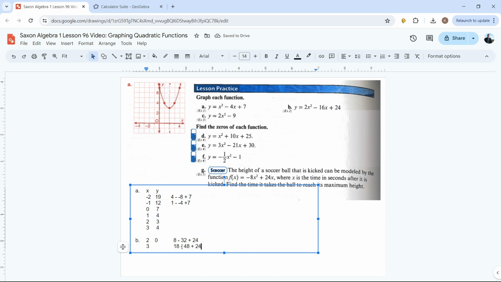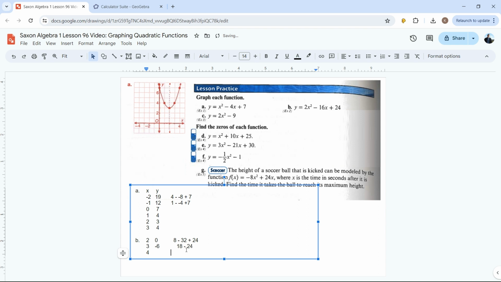Okay, I'm going to simplify this a little bit. Minus 48 plus 24 is negative 24. 18 minus 24 is negative 6. Okay, so my parabola is still decreasing. Let's see if we can find a leveling off point. I'm going to plug in 4.